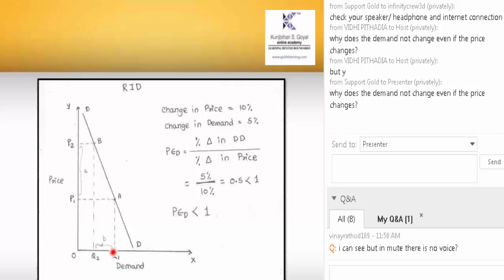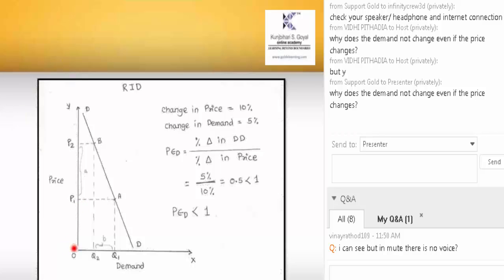OQ1. Right? Okay, yes, I just read the question. I will answer in after this. I'll answer in 2 minutes. Yes. Chaliye, let's just finish this.